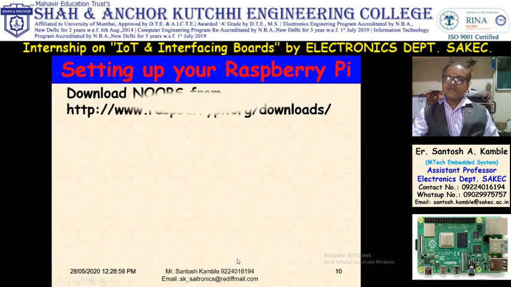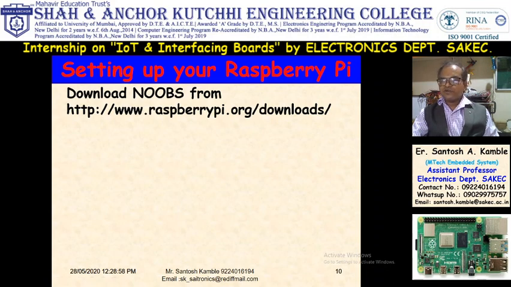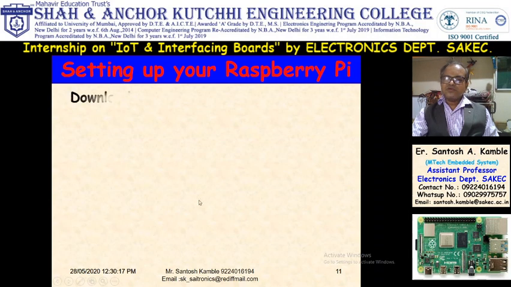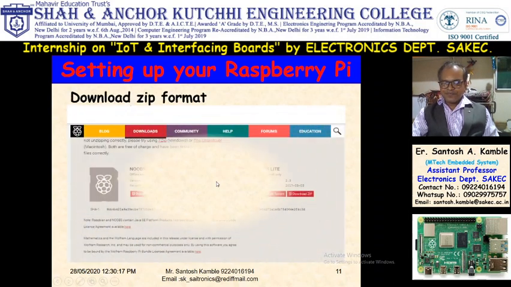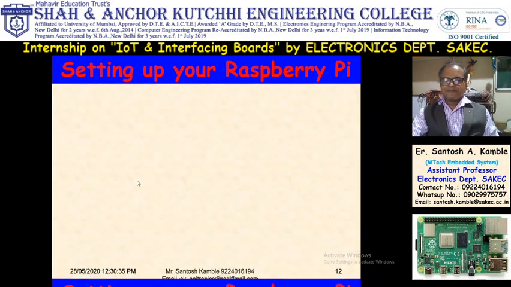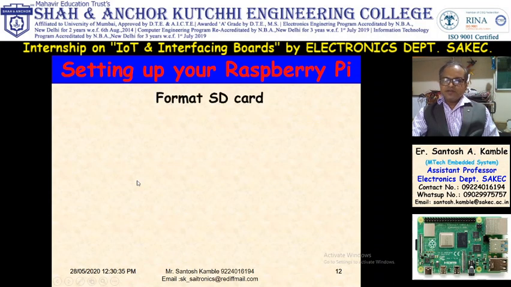Now we'll set up our Raspberry Pi. First we have to download NOOBS OS from raspberrypi.org/download. This is the web page, raspberrypi.org/download. We have to download either NOOBS or Raspbian. So we are now downloading NOOBS. Download in zip file format. There are two options, torrent and zip. We have to download zip. Again, NOOBS offline and network install, and NOOBS lite is only network install. So we are downloading NOOBS. Then format the SD card.